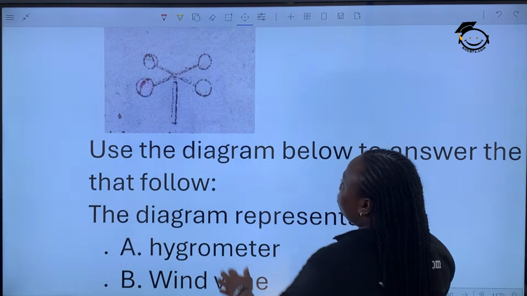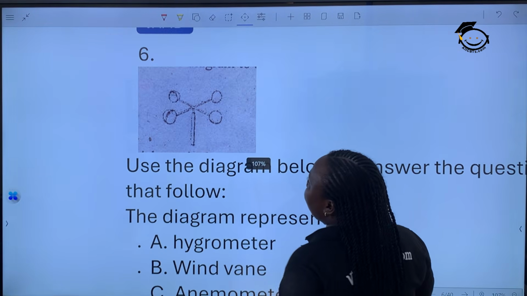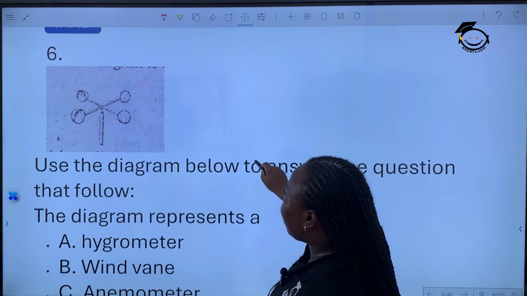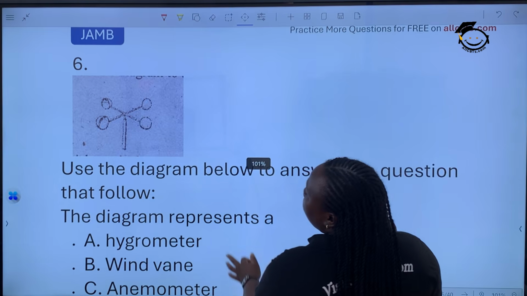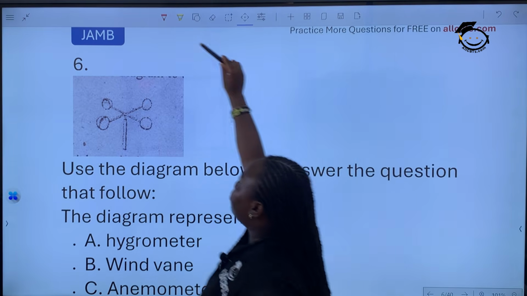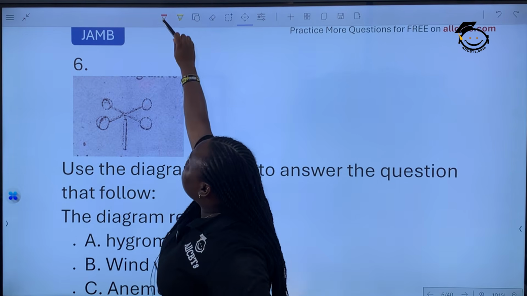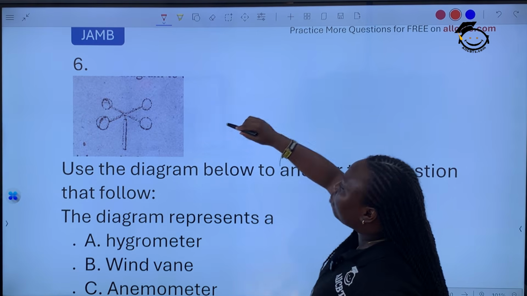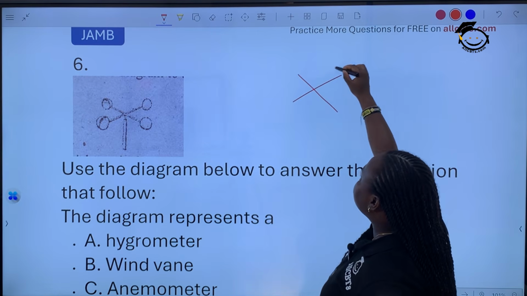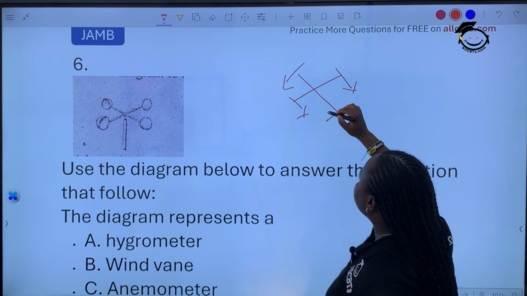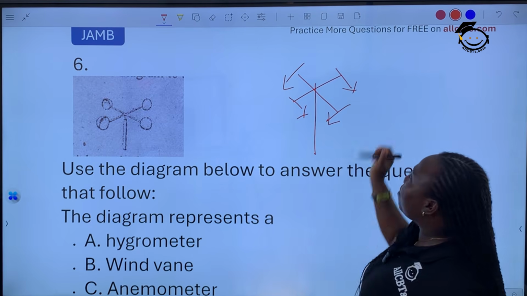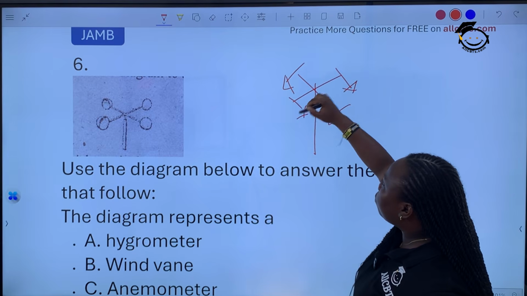But this is not a wind vane. And why is this not a wind vane? The reason is that wind vanes will always have an arrow. A wind vane will look like this. Instead of cups being there, it will have arrows instead of cups.